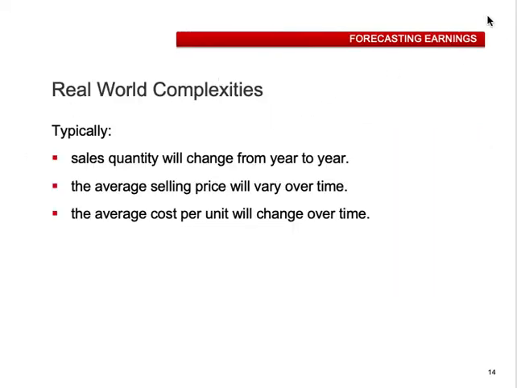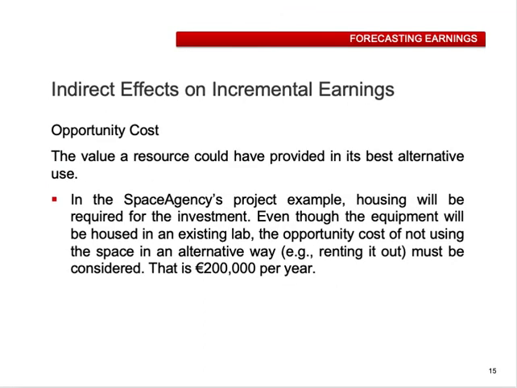In the process of forecasting our earnings, we need to take into account real-world complexities. Now, in our model, we actually simplified our inputs. For example, we have a fixed sales quantity, and we also have a constant selling price and cost per unit. But in the real world, the inputs can be a little bit more complicated. For example, sales quantity may change from year to year, or the average selling price will vary over time. And the same goes for average cost per unit. Also that may change over time. In our financial model, we have not included any opportunity cost.